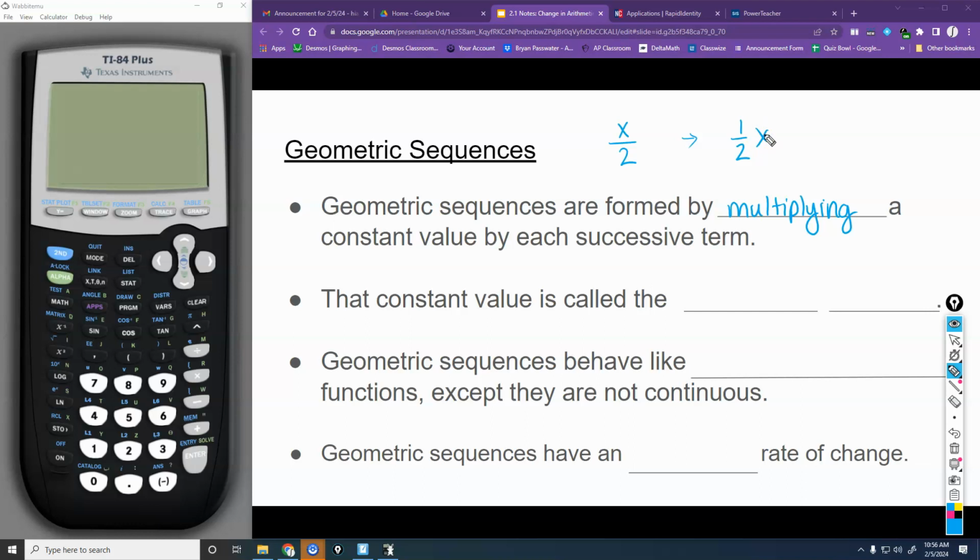So if we see a sequence that looks like you're dividing instead of multiplying, what's happening is that you're actually multiplying by a fraction, or it might be a decimal. If I want to divide something by 2, I could just multiply it by 1/2 or 0.5. It's going to give me the same value. So we're going to work only with multiplying. If we need to divide, we just multiply by the fraction. The constant value that is being multiplied by every time is called the common ratio.